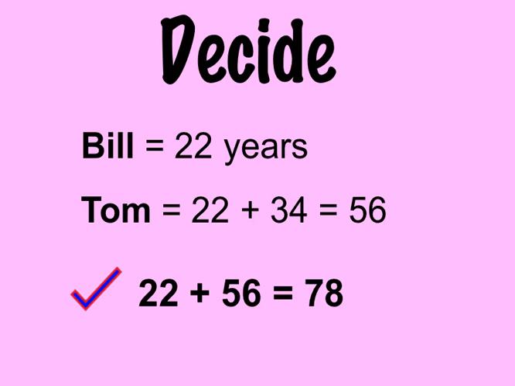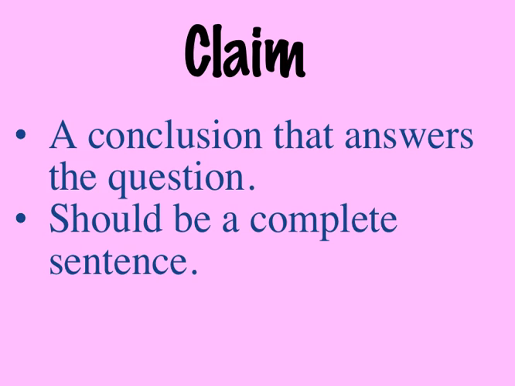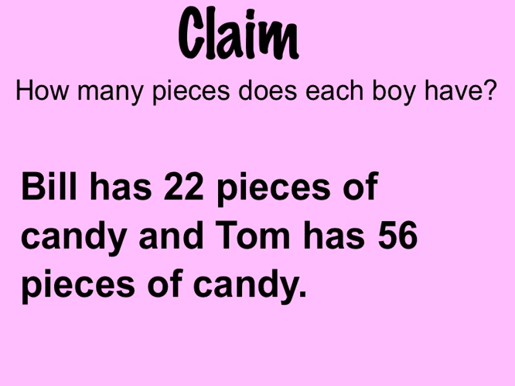But you might be thinking, wait, we haven't written a claim yet. Well, based on this information here, you can write your claim. So we actually have to do 2 things yet. We have to write our claim. Remember, claim is a conclusion that answers the question and should be a complete sentence. So here's my claim. And remember, the original question was, how many pieces does each boy have? Bill has 22 pieces of candy and Tom has 56 pieces of candy.